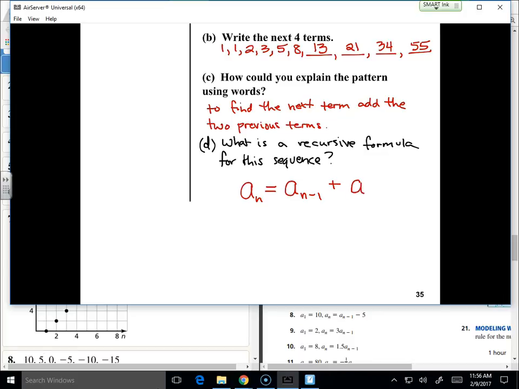We say we need to go two places back. Okay. We need to go two places back. This is the math noise, that means the same thing as the English.